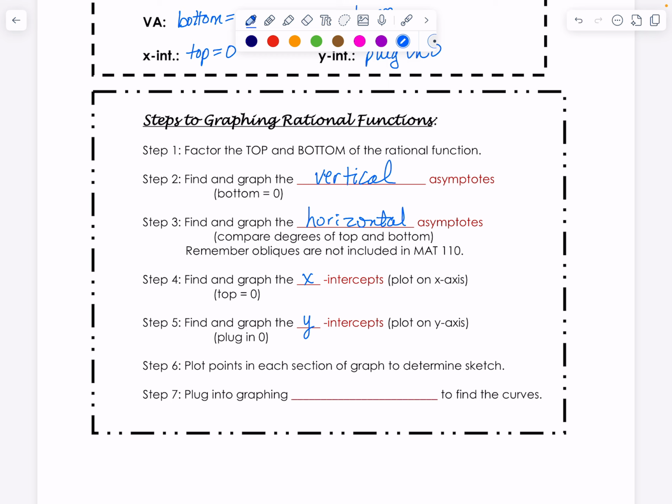And then number 7, I don't want you to do this, but just in case you cannot figure it out by plugging in points, you will plug it into your calculator. Plug it in your calculator to, let's just say it, to cheat. I think it's cheating, but the other math teachers do not. So that's why you get to use your calculator. All right, so let's work a few.